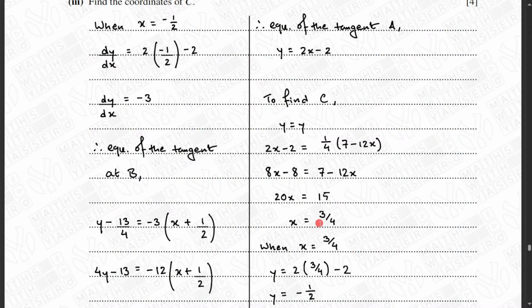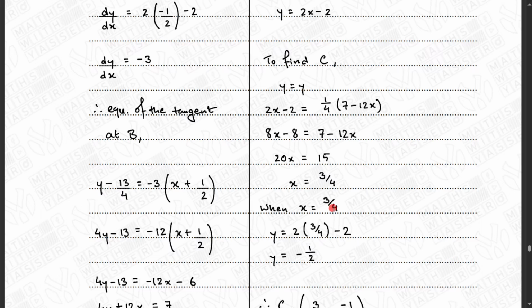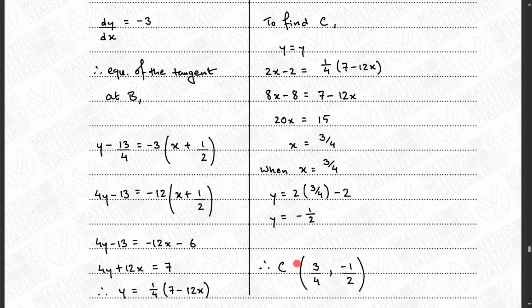Now to find the y coordinate, we can simply substitute the x value into any of the equations of the tangents. So y is equal to 2 times 3 over 4 minus 2, that gives us negative half. So the coordinate of C must be 3 over 4 and minus half.